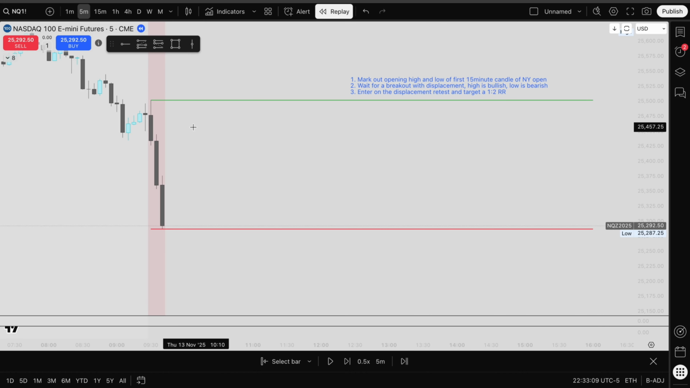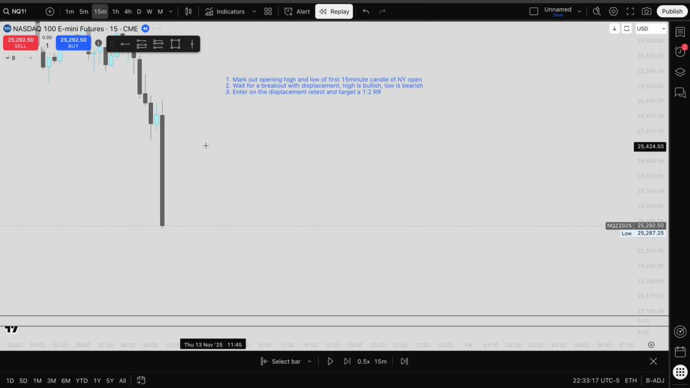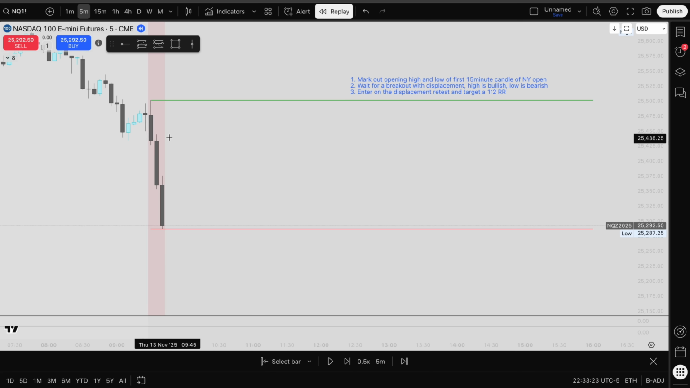So to first trade the strategy, we want to mark out the opening high and low of the first 15-minute candle in the New York session. So I'm on the NASDAQ right here. If we go to the 15-minute time frame, you can see I marked out the first high and low with the indicator that I have, so it does it automatically. Then we want to scalp on the 5-minute time frame. So what I'm now looking for is a breakout on either the up or downside of this with something like a fair value gap.